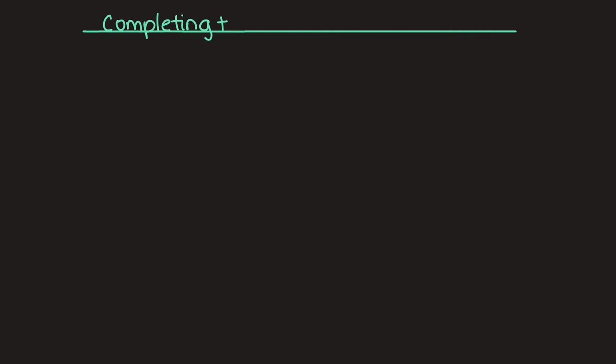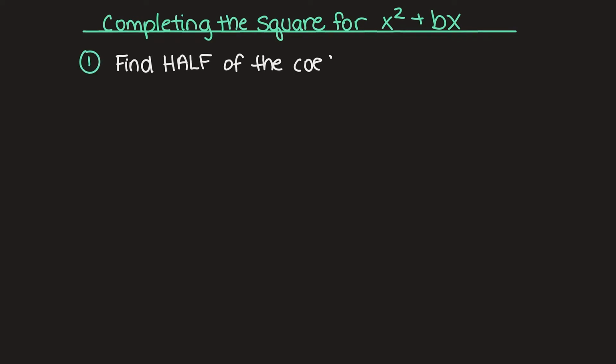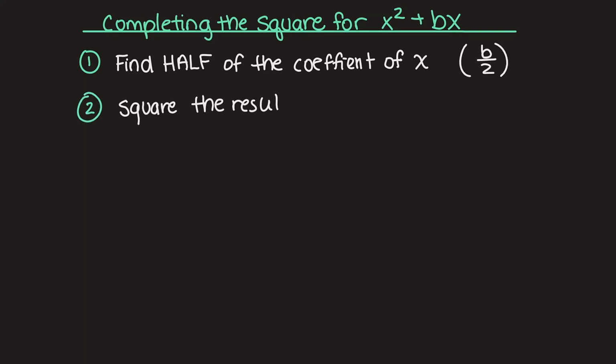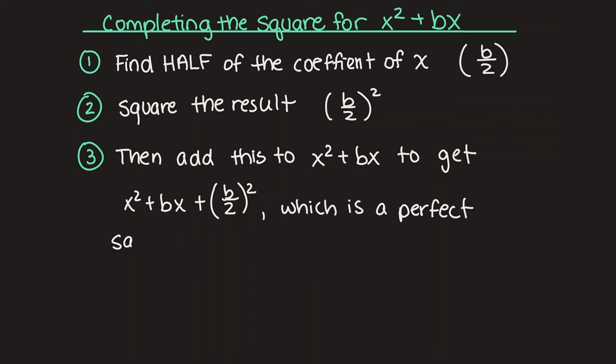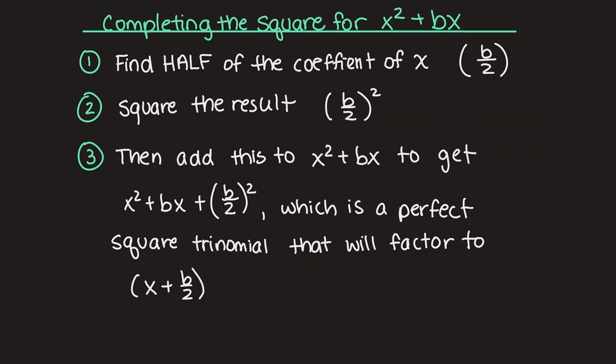In order to complete the square for an expression of the form x squared plus bx, first we would find half of the coefficient of x, so b over 2, and then square the result. And then we add this to the end of our expression to get x squared plus bx plus b over 2 quantity squared, which is a perfect square trinomial that will factor to x plus b over 2 times x plus b over 2, which is just x plus b over 2 quantity squared.